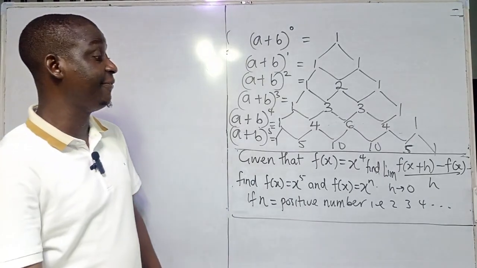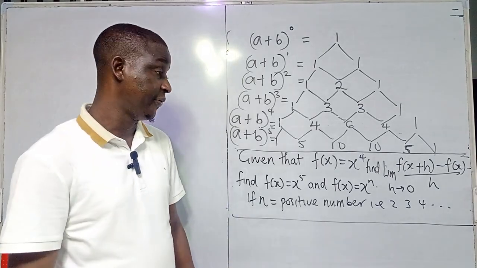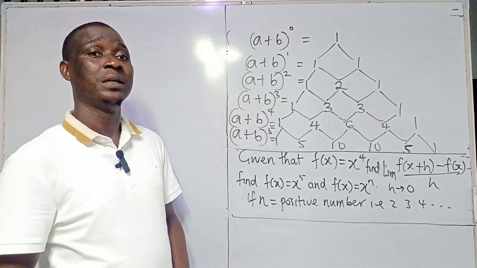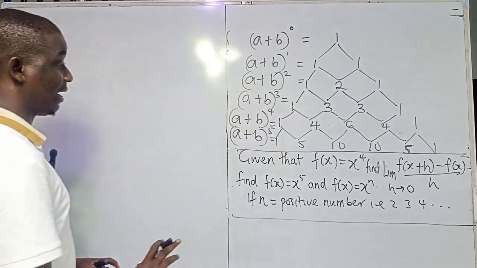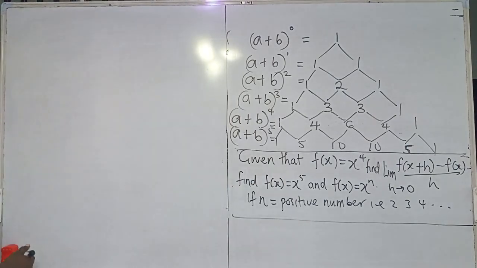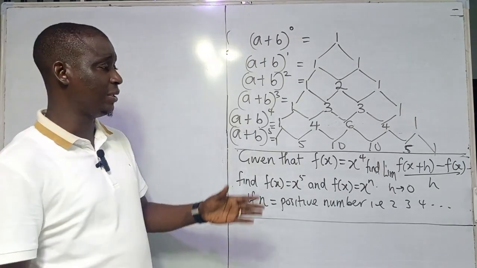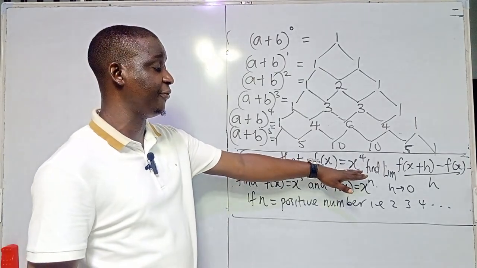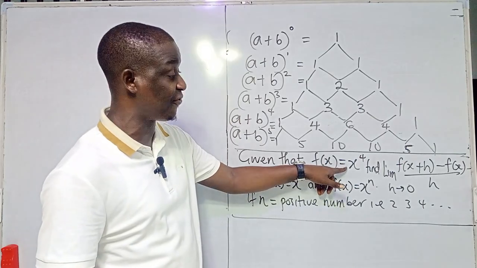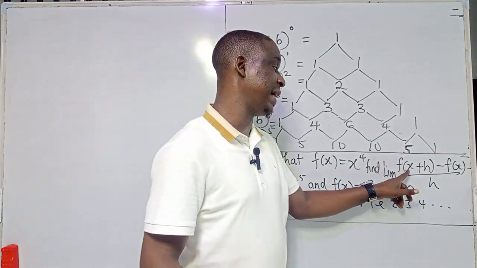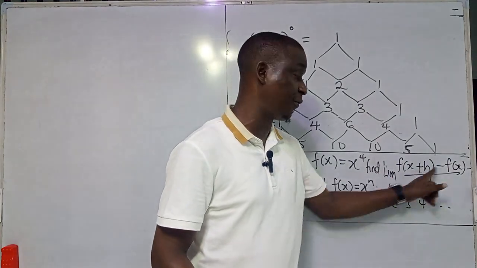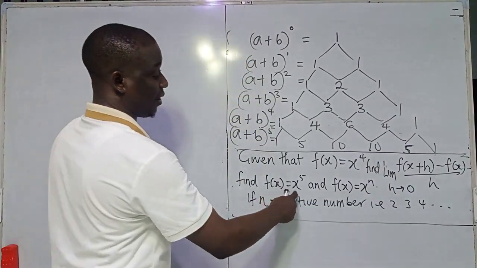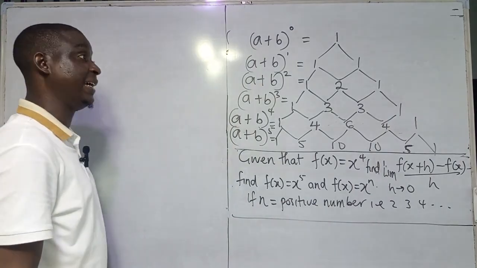Hello guys, I gave us an assignment to do concerning this question, and I want to do the solution now in this video. But we're going to take our time this time around. In the last video on limit, I talked about doing f of x, given that f of x is x to the power 4. Find the limit of f of x plus h minus f of x over h as h tends to 0, and do that for x to the power 5 and x to the power n.